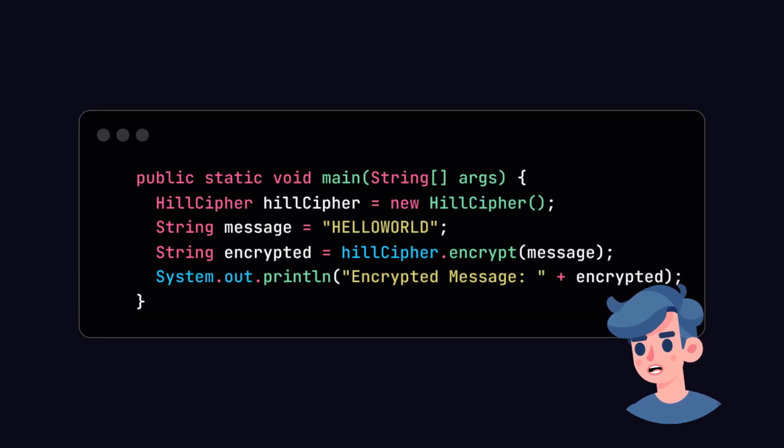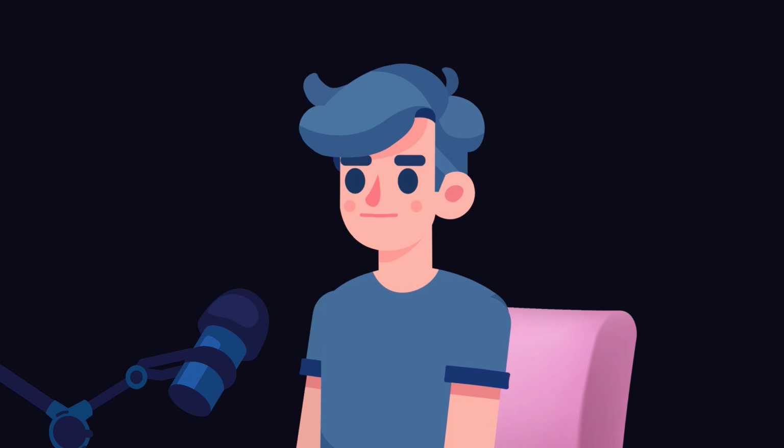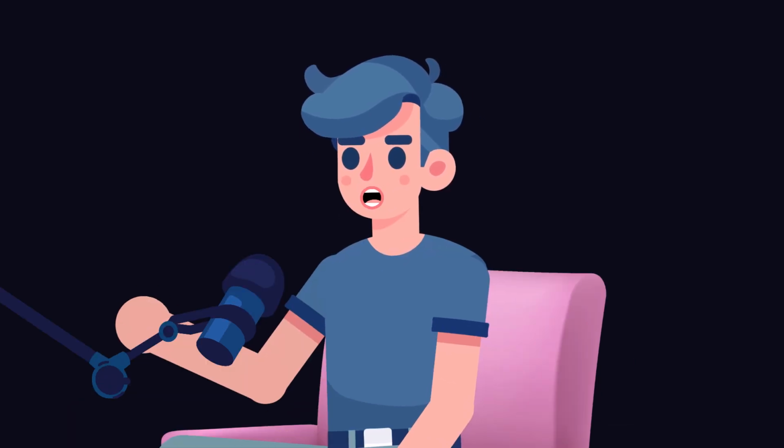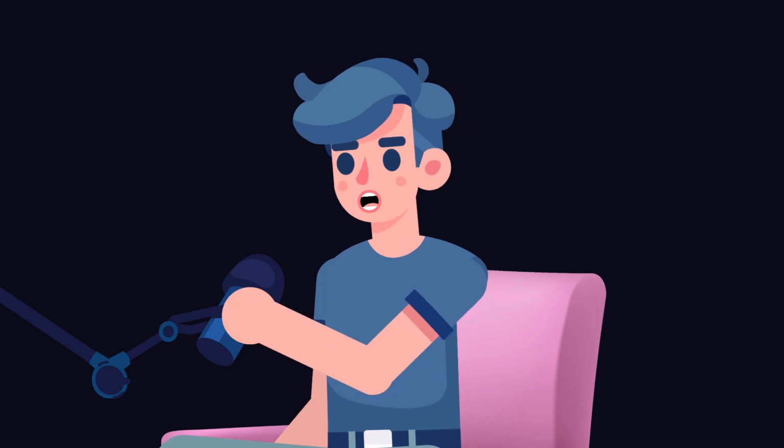Now that we've implemented the encryption method, let's test it. You should create a main method and call this method with a sample message to see it in action. Let's run our code. You should see the output indicating the encrypted message. If everything went according to plan, you're now successfully encrypting messages using the Hill Cipher.